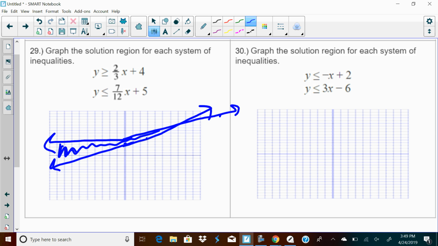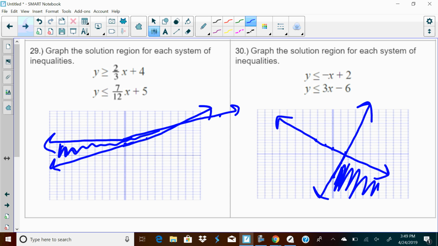For 30, I'm going to do negative x plus 2. So positive 2, it's going to be a negative, so it's going to be approximately right here. It's a solid line because it's equal to. And negative 6, it's approximately right there. Since it's less than both of them, less than this one, my answer is going to be right here.